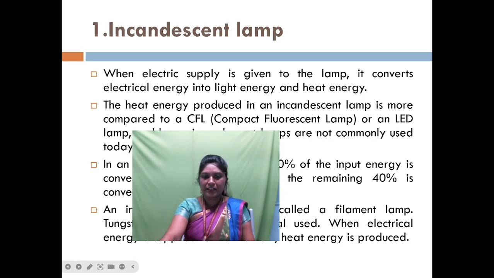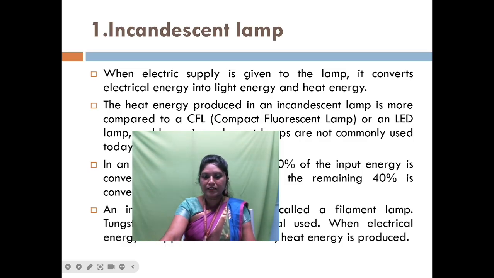In the incandescent lamp, 60% of the energy is converted to light energy and the remaining 40% is converted to heat energy. So there is a lot of loss, and the efficiency is less. Compared to this, we prefer another option, such as LED or CFL lamps. First, let us see the working and construction of the incandescent lamp.